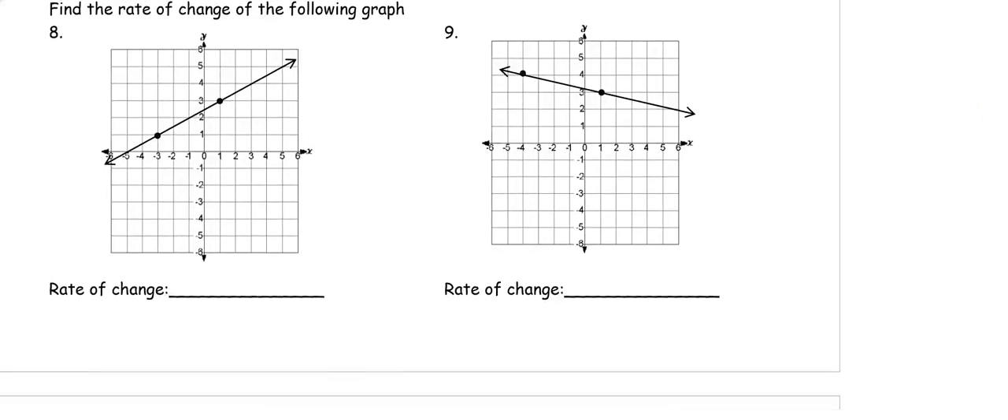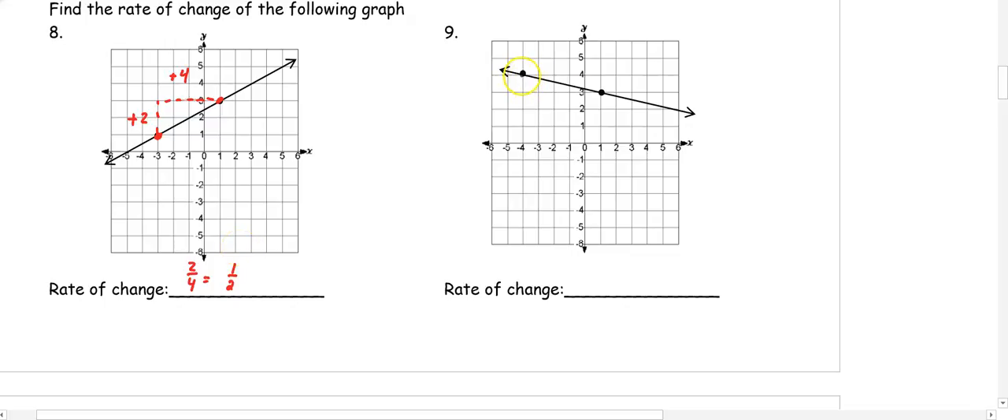When you find the rate of change of a graph, remember you need 2 points, so they're already giving us 2 points. We know that our slope has to be positive because the line is going up from left to right. So I'm going to use my little triangle to figure out how much did I go up and then how much did I go to the right. So I went up 2 and right 4, so my rate of change is 2 over 4. Remember to always reduce your rate of change, so it would be 1/2.